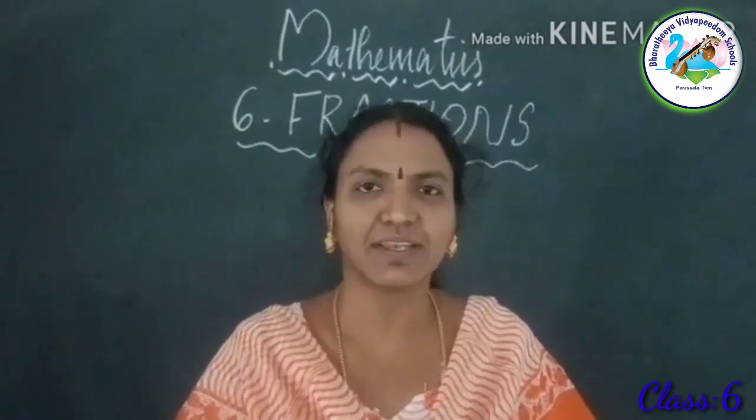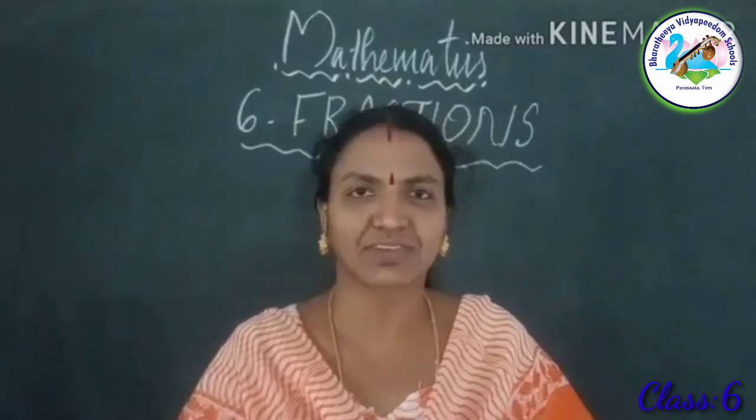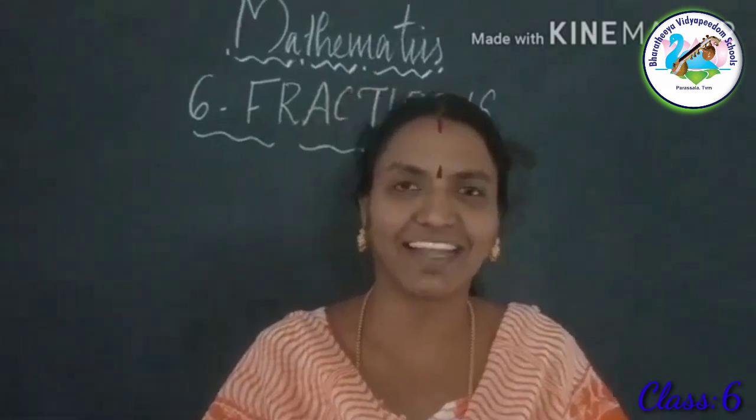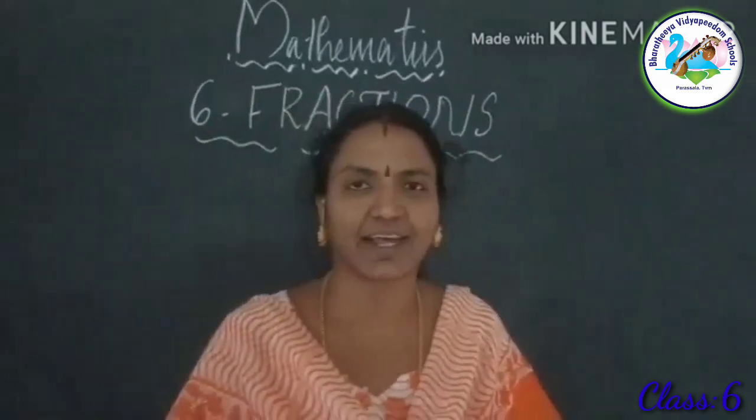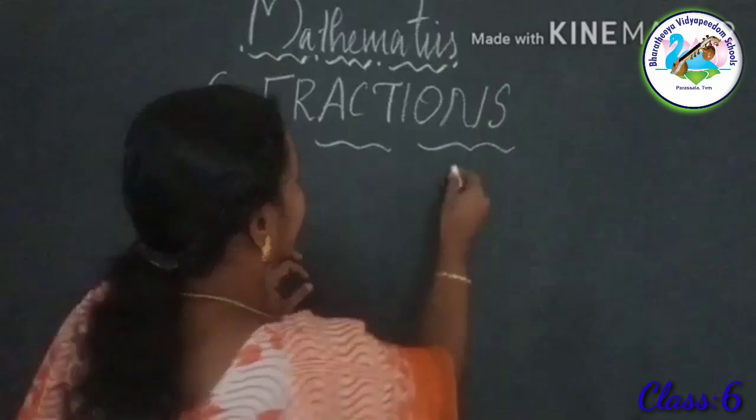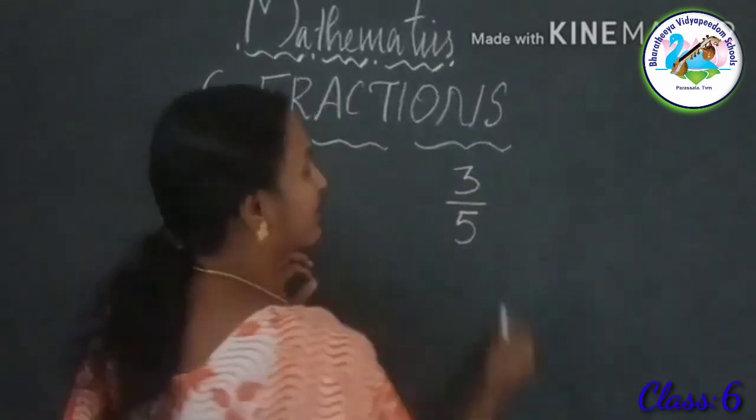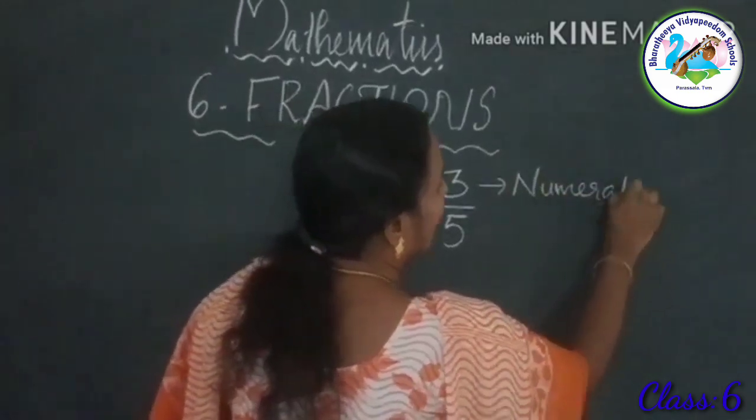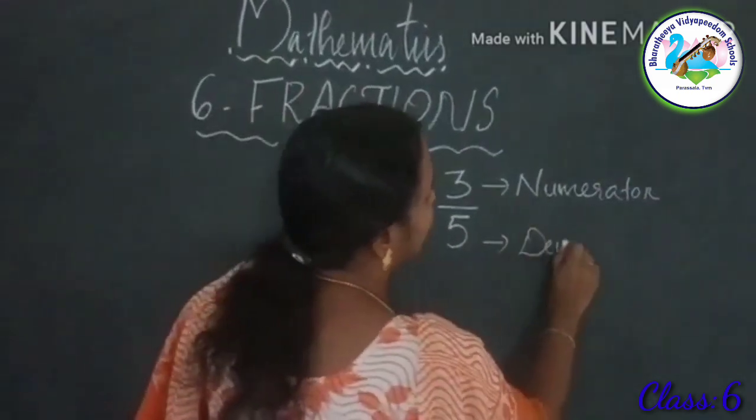In today's session, we shall discuss a new chapter, that is the 6th chapter, fractions. Let's move on to the topic. In the earlier classes, we have learned about fractions. A fraction has two parts, one is the numerator and the other is the denominator. Let us consider a fraction 3 by 5. Here 3 is the numerator and 5 is the denominator.